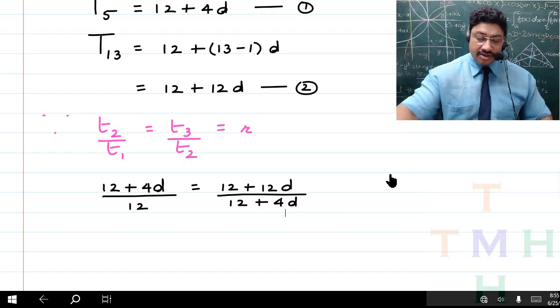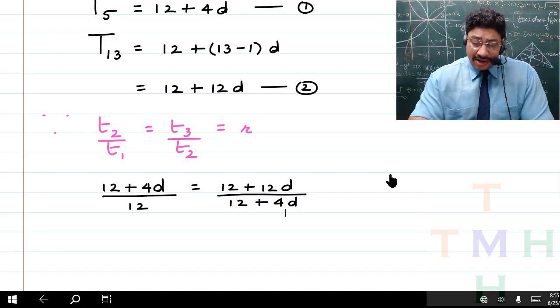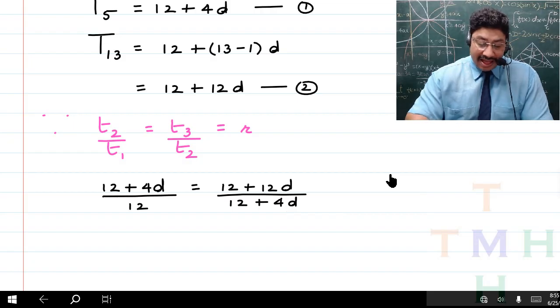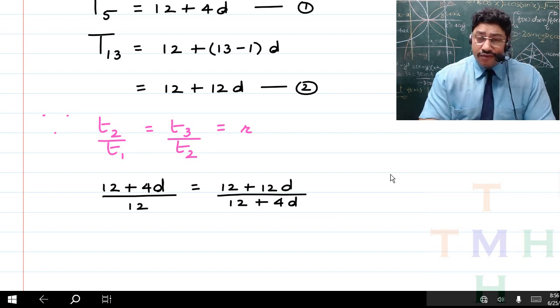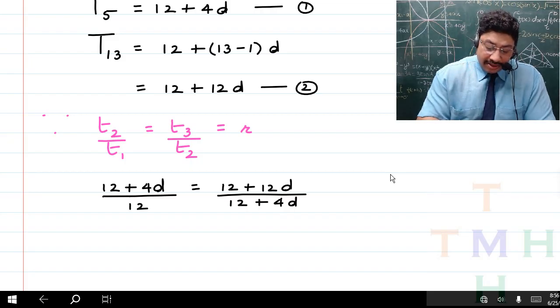So we have the third term, which is 12 plus 12D, right? And it is divided by the second term, which is 12 plus 4D, right? And here you have the second term, which is 12 plus 4D, which is divided by the first term, that is 12. So we get to see here that if we cross multiply, right, we can do some simplification. But before that, if we take common, then that will be a better idea. So here in the numerator, if we take 4 to be common outside, we know that it is going to become 3 plus D, right?